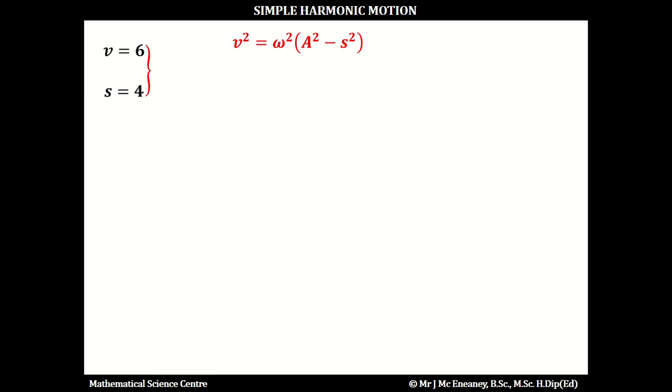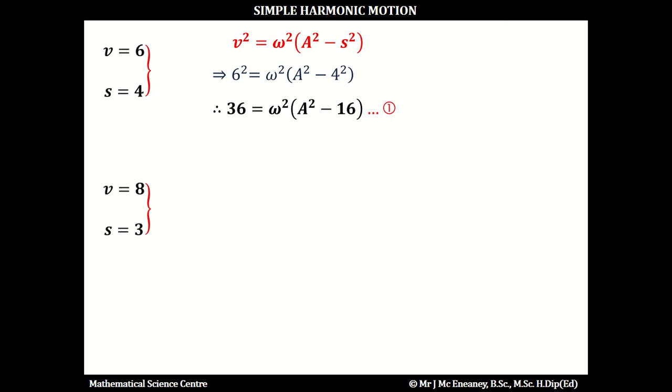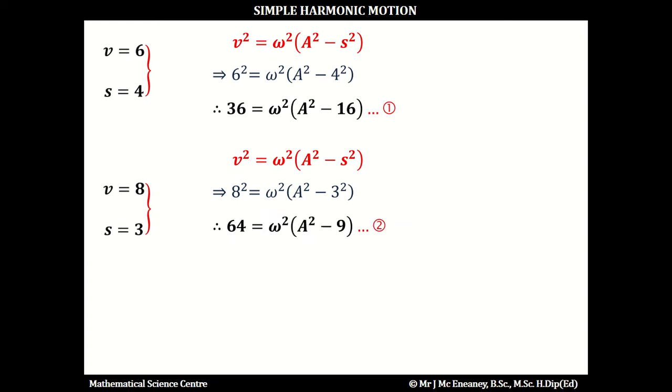Now one condition was that when V equals 6, S was 4. So this means 6 squared equals omega squared times (A squared minus 4 squared), which means 36 is omega squared times (A squared minus 16). We can label this as equation number 1. Another condition was that when V was 8, the displacement was 3. So 8 squared equals omega squared times (A squared minus 3 squared), so 64 equals omega squared times (A squared minus 9). We can label that as equation number 2.